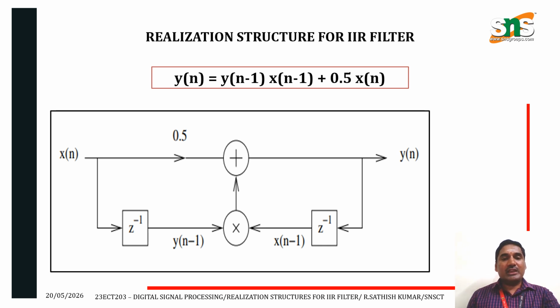y of n is equal to y of n minus 1 into x of n minus 1 plus 0.5 into x of n. x of n multiplied with 0.5 gives 0.5 into x of n, which is added with y of n minus 1. y of n minus 1 is obtained by multiplying with z inverse, and x of n multiplied with z inverse gives x of n minus 1. Now we get the output structure as y of n is equal to y of n minus 1 into x of n minus 1 plus 0.5 into x of n.